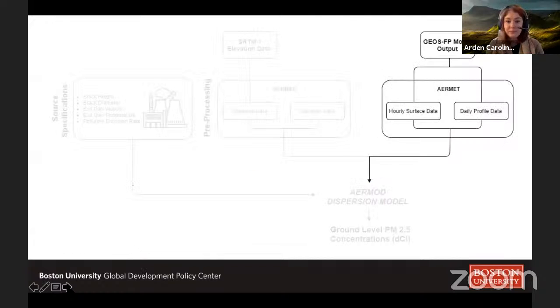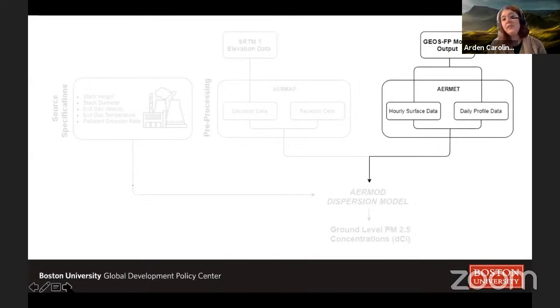Next slide. So we're already kind of 2/3 of the way there. We understand our source, we understand where our domain is and what's happening on the ground there. The question now is, how is the atmosphere behaving to disperse the PM 2.5 in the region? So I'll now be discussing the Airmat processor, basically the meteorological processor.